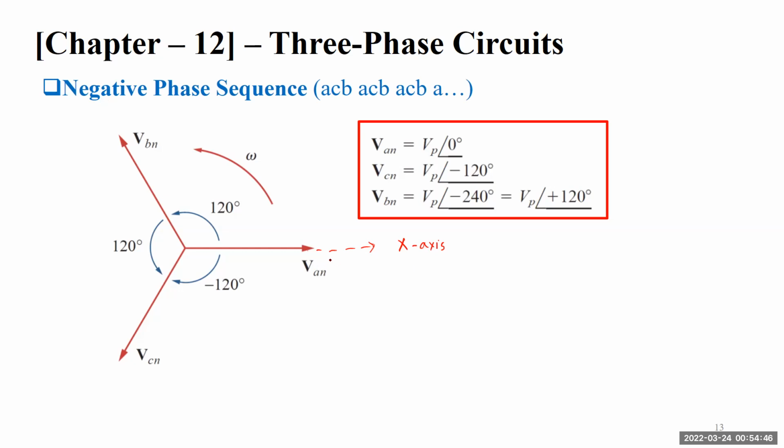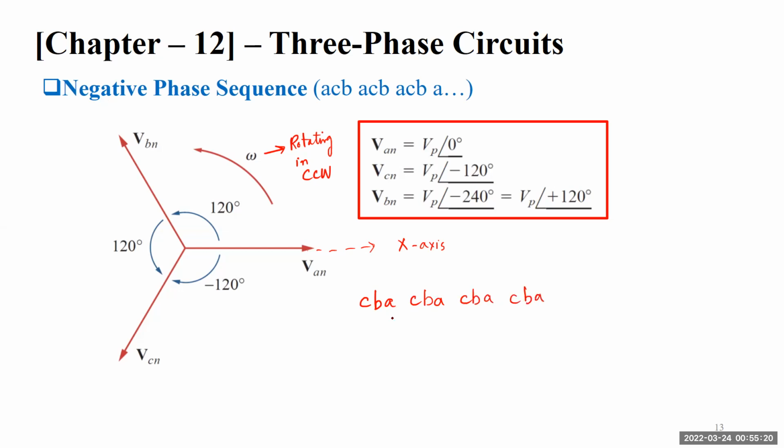If we have to determine the phase sequence, say we are not told what phase sequence it is, and this is again rotating in the counterclockwise or anti-clockwise direction. First we can see that phasor C will cut the x-axis, then B will come, then A will come, then again C, B, A, C, B, A.